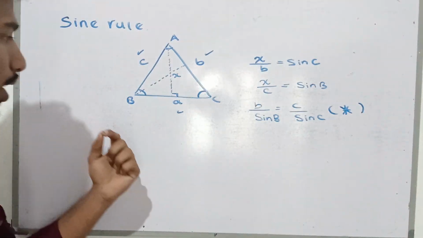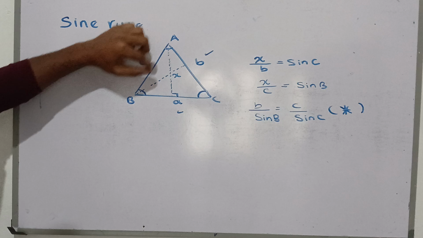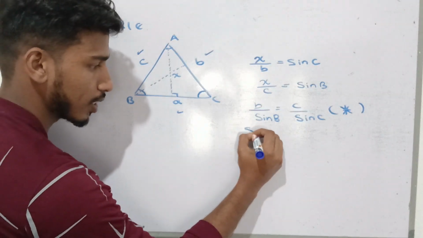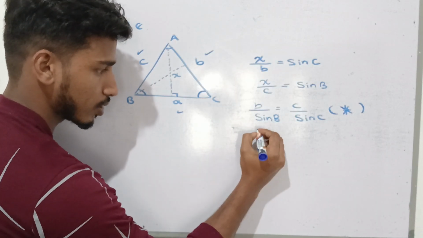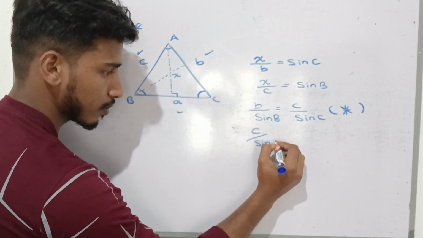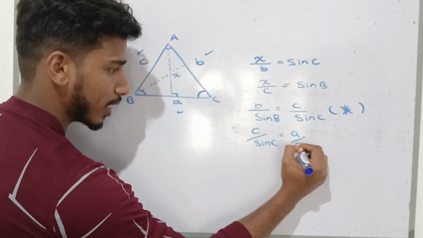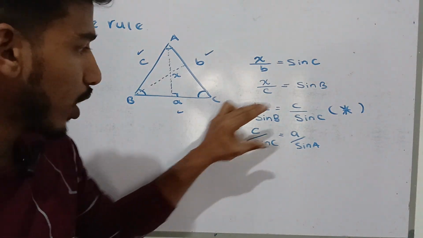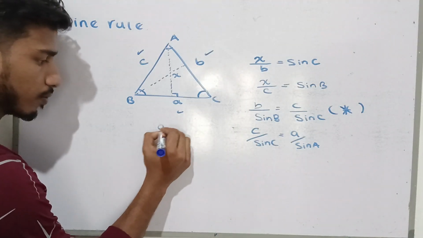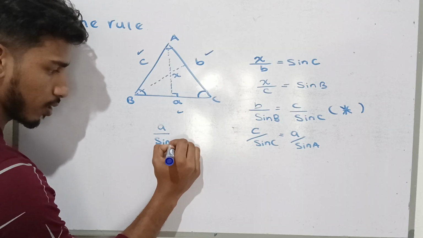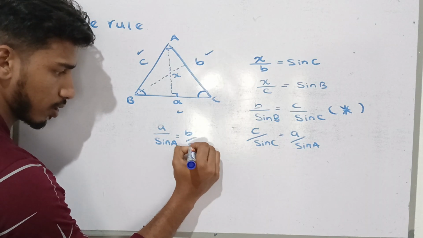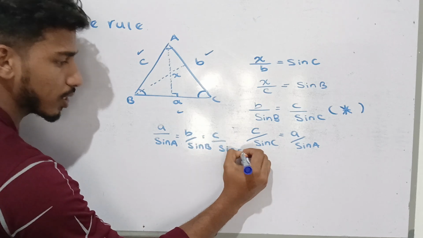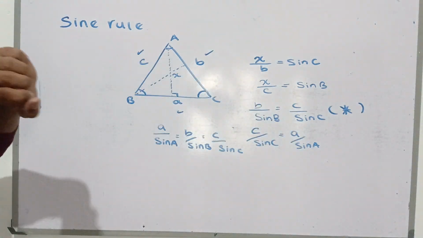So you can just say that similarly, when a perpendicular is drawn from point B to the line AC, we will be able to obtain c over sine C is equal to a over sine A. So finally we are able to equate all of these terms. So this is actually the proof of the sine rule for an acute angle triangle.